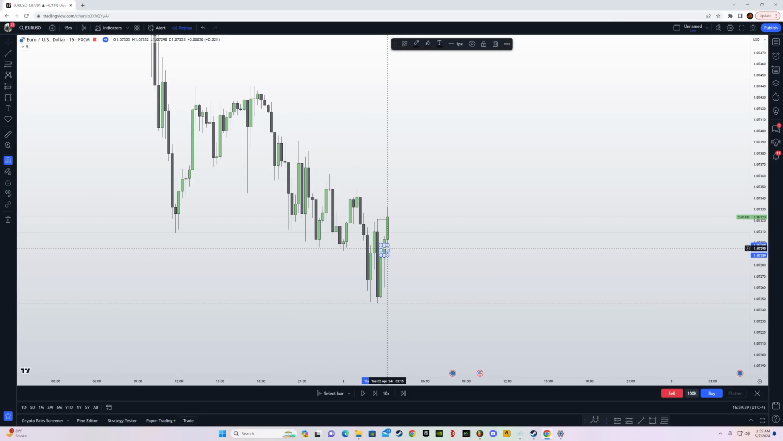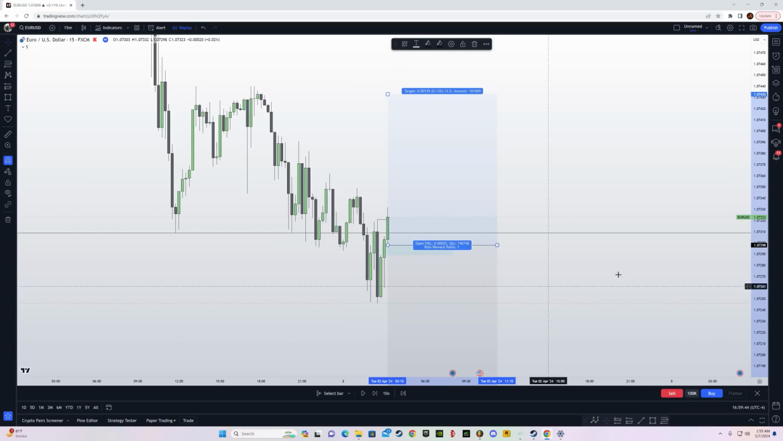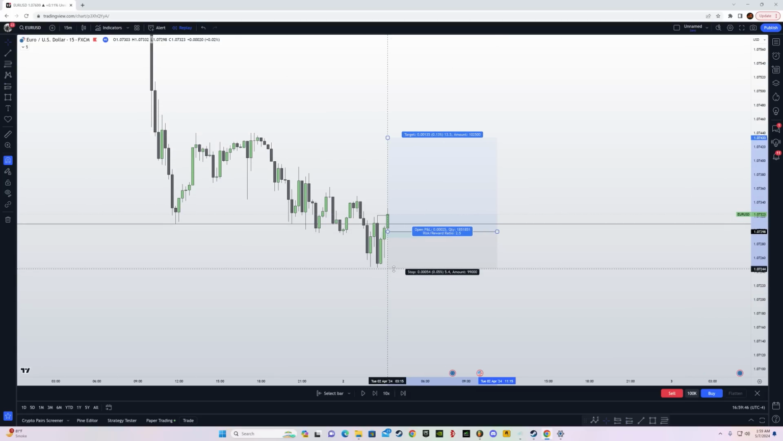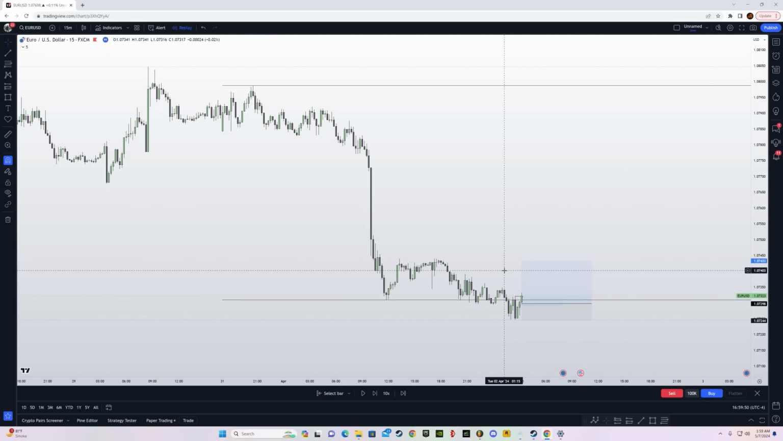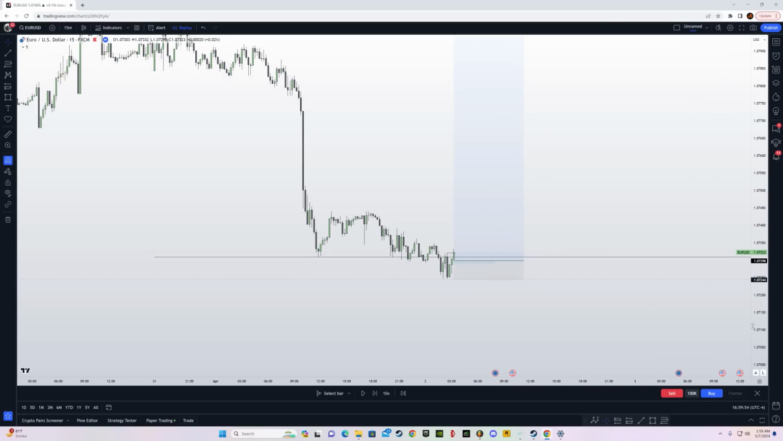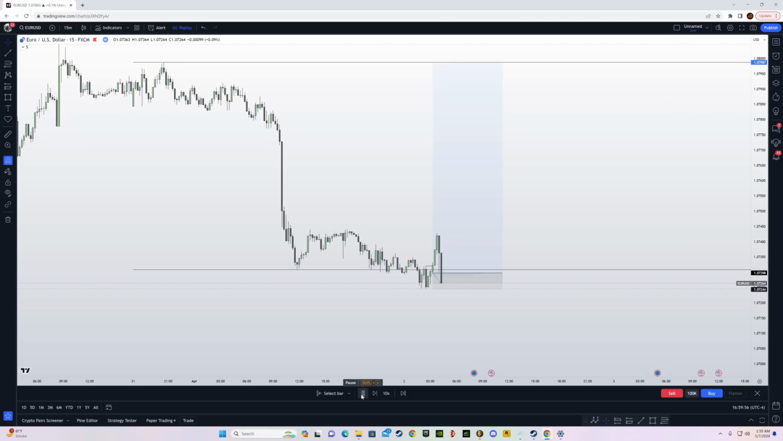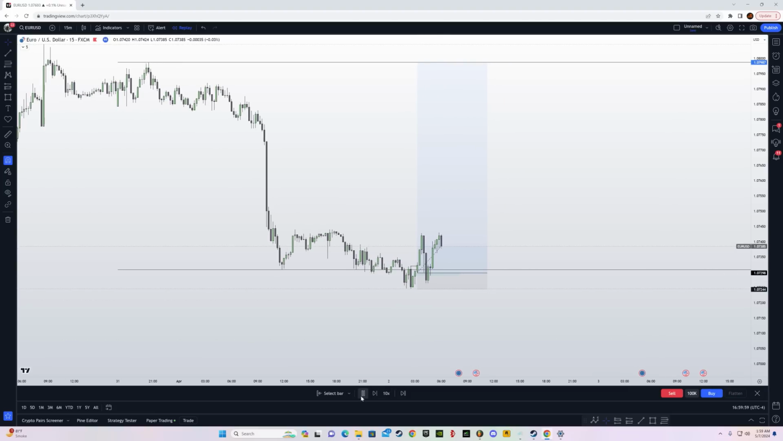So just around here, what do we have? We have a fair value gap. Our entry is going to go just below this low, and we are going to target the Monday high, giving us 12.76 R. So let's see how this plays out. We got our entry.